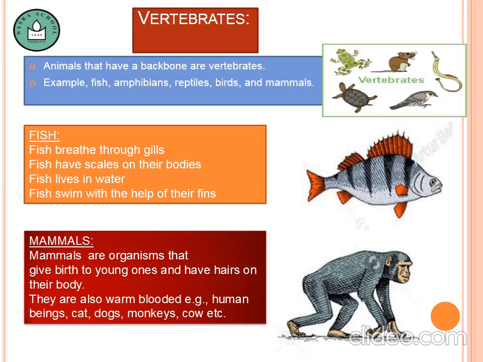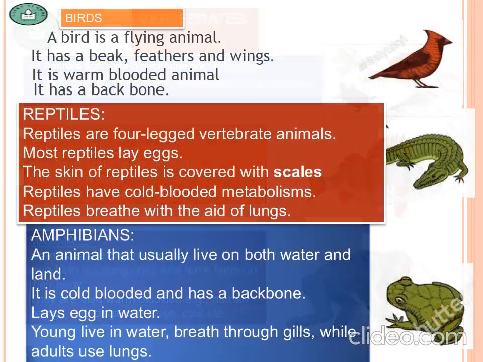Mammals, as we all are mammals, human beings. Mammals are organisms that give birth to young ones and have hair on their bodies. They are also warm-blooded animals. Human beings, cat, dog, monkey, cow are examples of mammals.